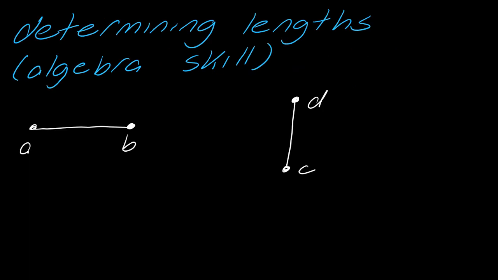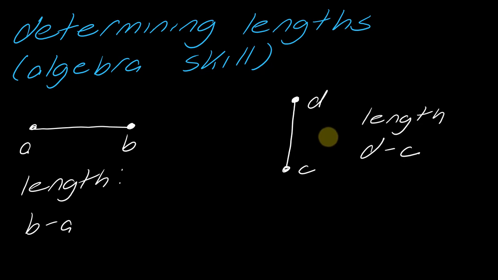In general, why does this work the way that it does? If we think about determining lengths from basic algebra, when I determine the length of, say, this line segment from A to B, how do I do that? I take whatever B is, and then I subtract A. So I always take the highest value minus the lowest value. If my line segment was set up like this, how would I find its length? I'm assuming that D is the higher value, so I always take the highest value minus the lowest value.